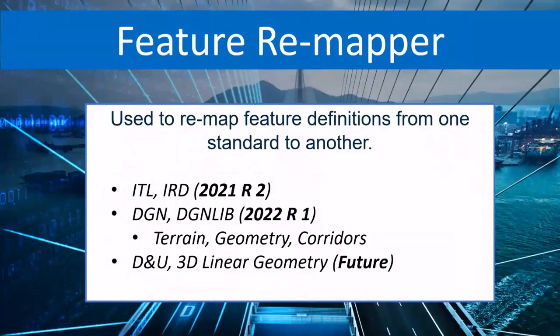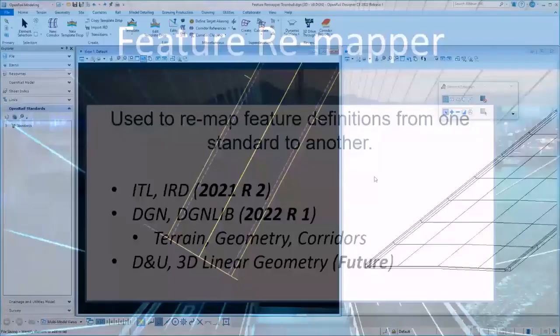In 2021 R2, we introduced Feature Remapper, and in the first version you could run it against ITL and IRD files. In the upcoming release of 2022 R1, we've expanded that into DGN and DGN libs. You can remap terrains and corridors and geometry. Now, we're not done yet. There are a couple of things we've got to add, for example, DNU features and 3D linear geometries, but this tool is going to be a key part of mapping or migrating your data.